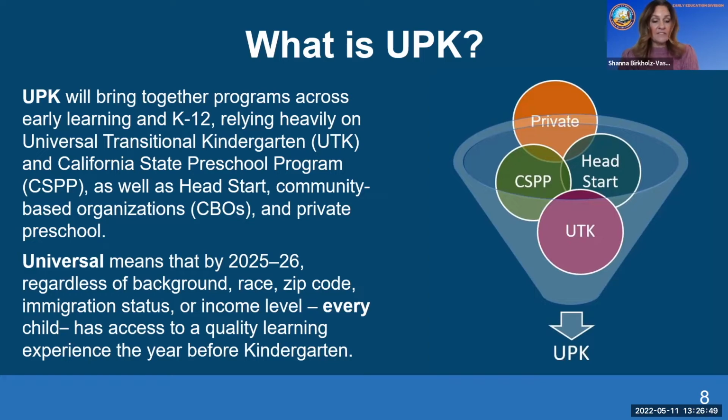As part of UPK, we want to ensure families have a meaningful choice of programs that can support the needs of their children and equitable access to these opportunities. Universal means that by 2025, regardless of background, race, zip code, immigration status, or income level, every child has access to quality learning experiences the year before kindergarten. Statute is very clear that families with 4-year-old children will have the choice on which pre-K program to send their 4-year-old child to.